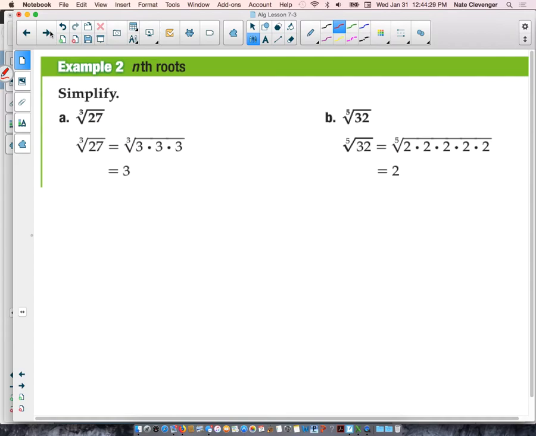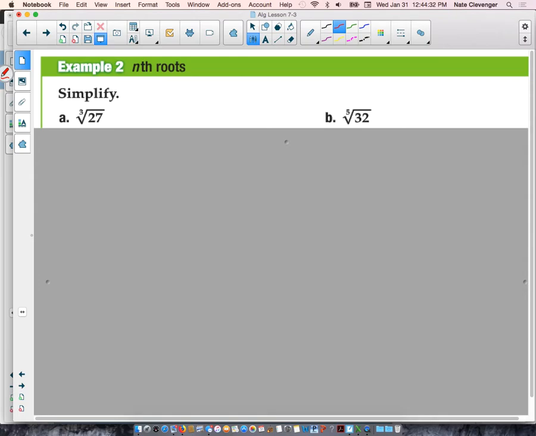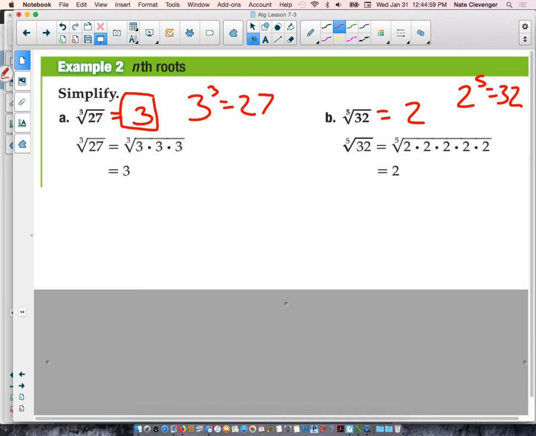So, let's put the curtain up. We already should be comfortable with this, right? What would the solution be to this? 3. Because 3 to the 3rd equals 27. The 5th root of 32 is 2, because 2 to the 5th would equal 32. This is just me showing how that's connected based on what we were talking about on the previous page. So you don't need that.